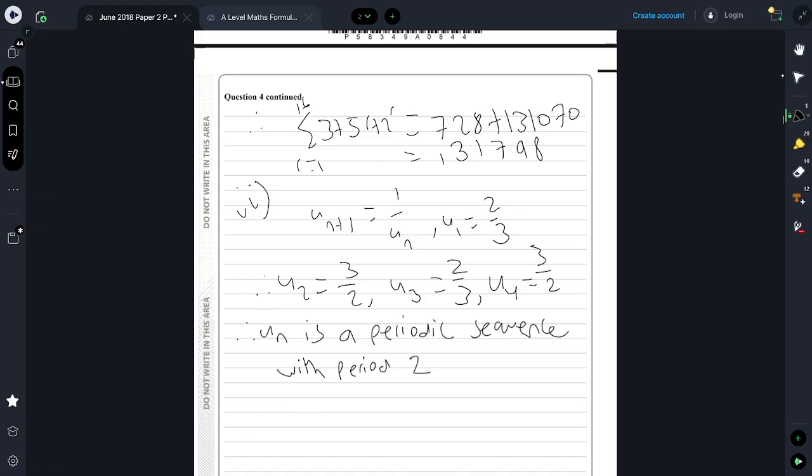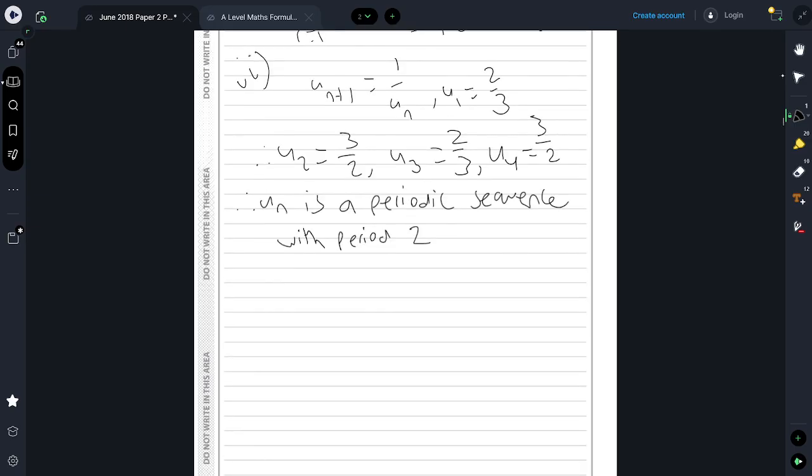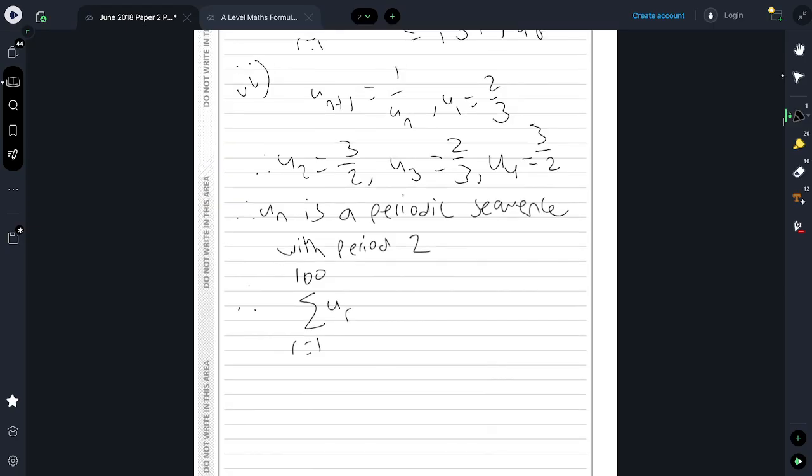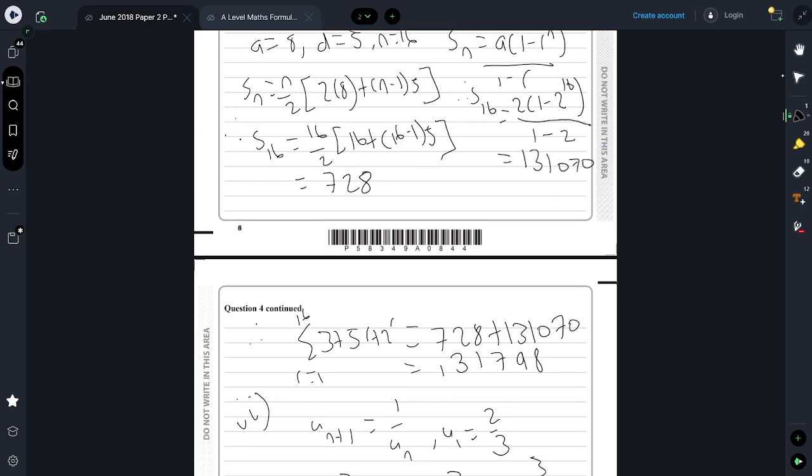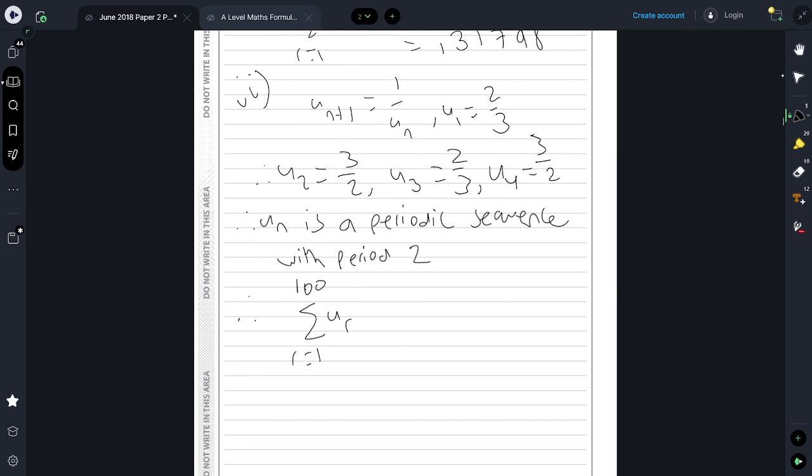Okay, why is that important? Well, because if we know what the terms are, we can sum them, even infinitely many of them, because there's a pattern we can spot here. So the first 100 terms, the sum from r is 1 to 100 of u_r, was that the question? Yes. Well, write this out. So we know that's u1 plus u2 plus u3 plus u4 plus dot dot dot plus u99 plus u100.